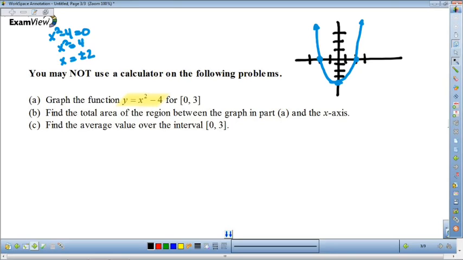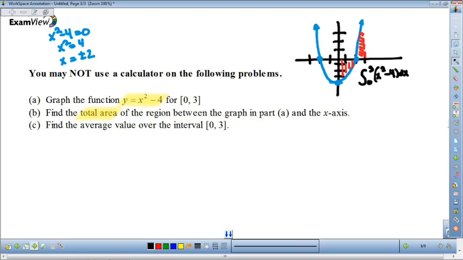Part B wants me to find the total area of the region from 0 to 3. So I'm looking at this red highlight, so from here to there. So I'm going to find the integral because I'm looking at a curve, so I can't use triangles or rectangles. So I'm going to go with the antiderivative, or the integral, from 0 to 3 of x squared minus 4.